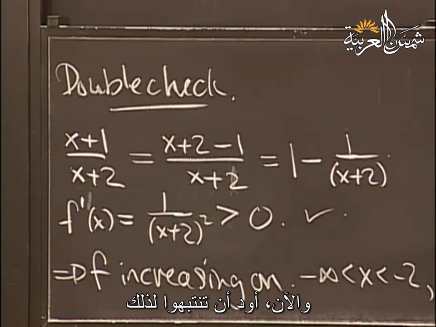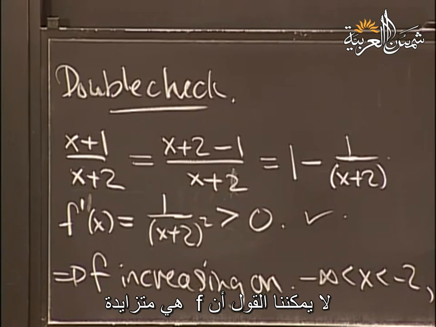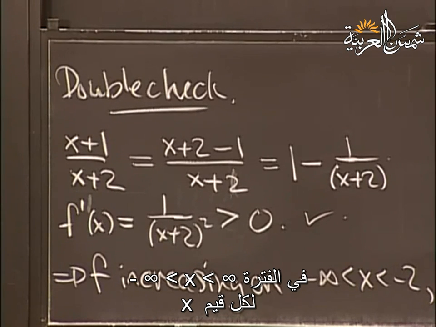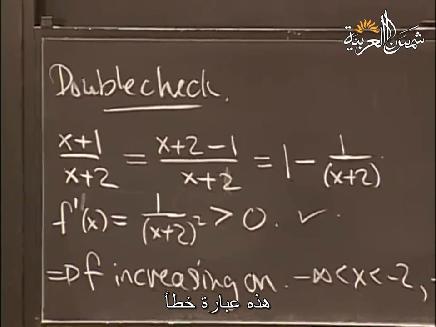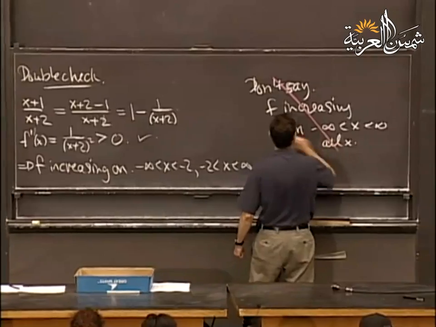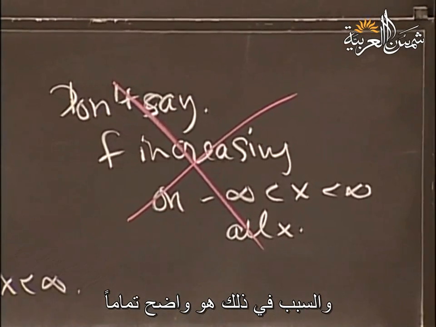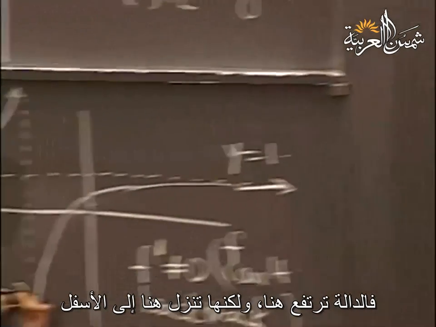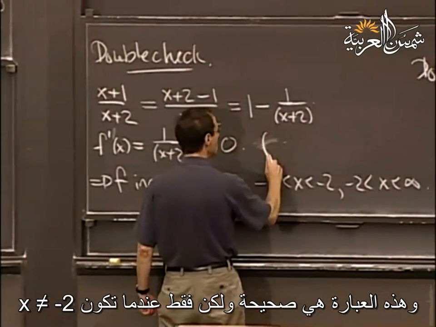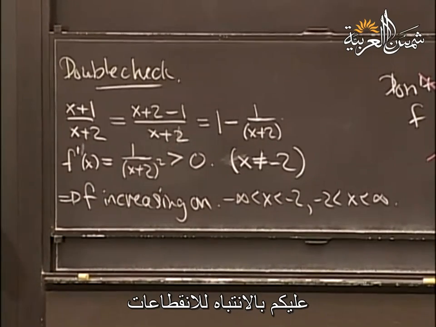So I just want to warn you, you cannot say, don't say f is increasing on minus infinity to infinity, or all x. Okay, this is just not true. All right, I've written it on the board, but it's wrong. I better get rid of it. There it is. Get rid of it. Okay, and the reason is, so first of all, it's totally obvious. It's going up here, but then it went zooming back down there. And here, this was true, but only if x is not negative 2. So there's a break, and you've got to pay attention to the break.